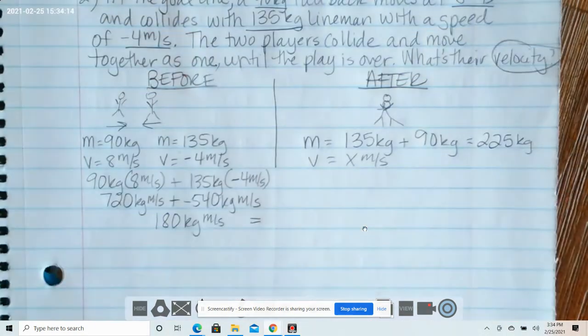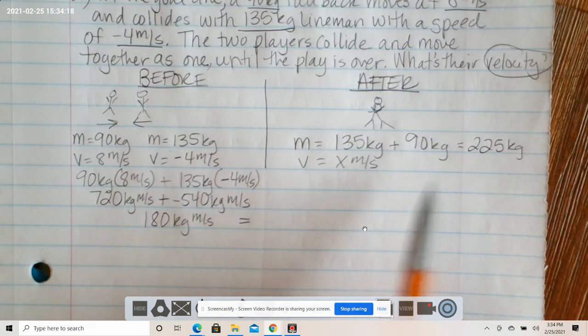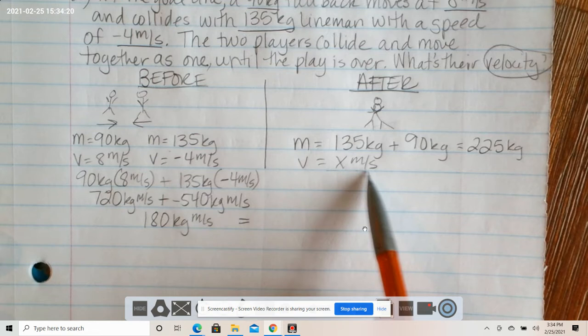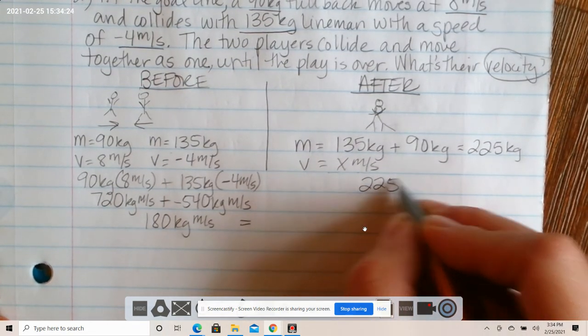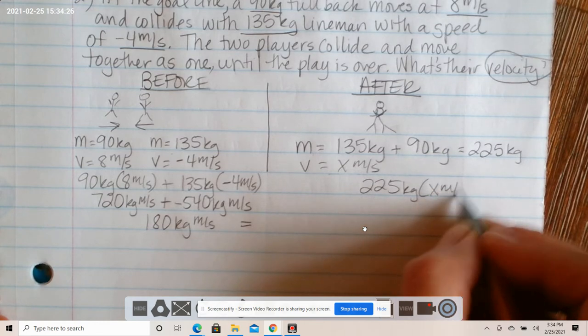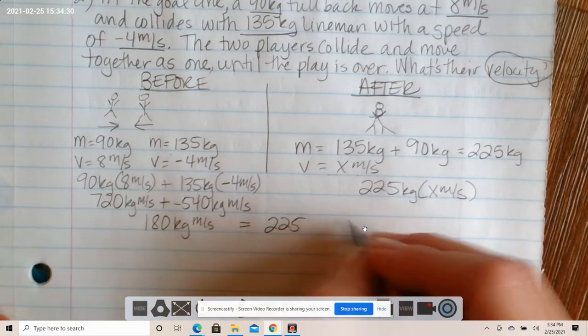Now the after, remember, in a sticky collision or an inelastic collision, it's really easy. We've got our mass and we've got our velocity, which is x. We can't do anything with them. So if we do our mass times x meters per second, we're at a standstill. So we're just going to drop it down here and continue with the problem together.